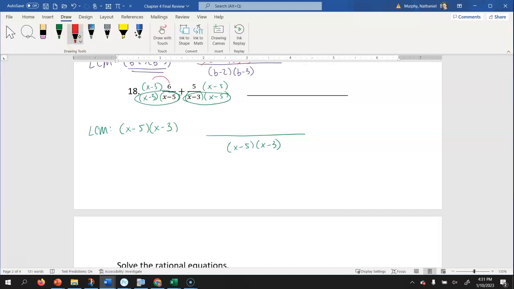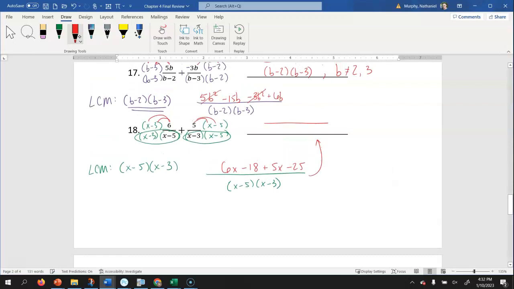Now let's simplify the numerator. So I'm going to distribute the 6 through. So 6 times x, that'd be 6x. 6 times negative 3, that's negative 18. Then distribute the 5 through. So we'd have plus 5x minus 25. Okay, so now I'm just going to combine like terms in my numerator.